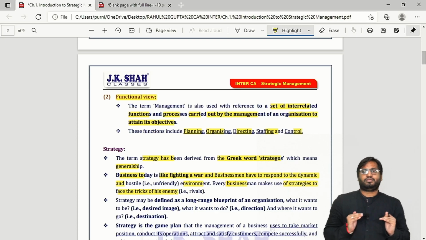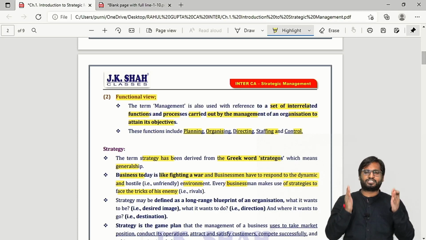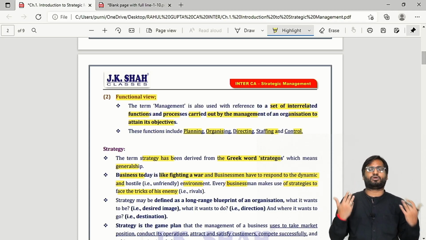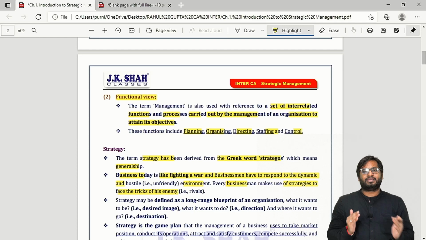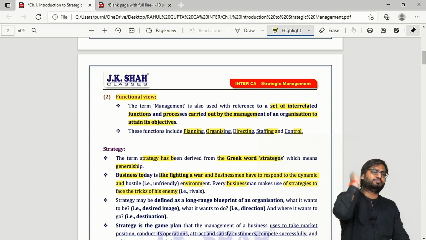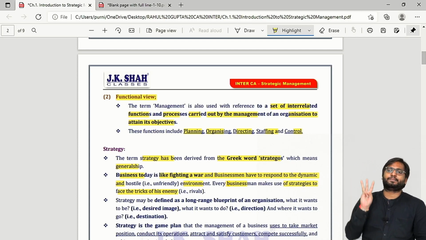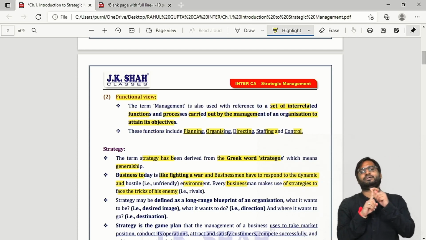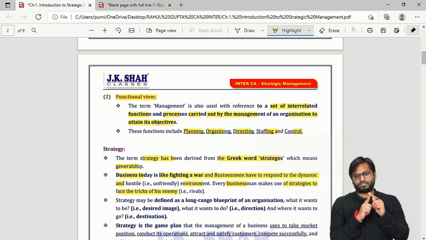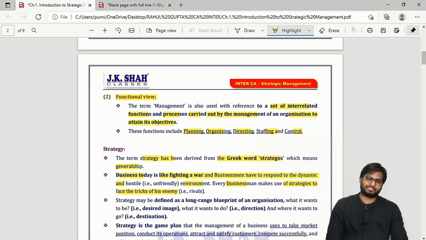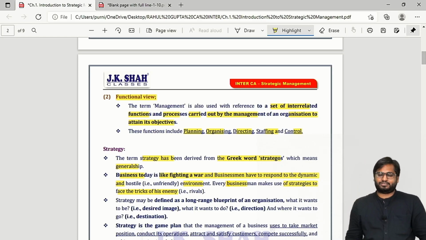Similarly, before we do anything else, we will first plan. How are we going to do this? In a conference room, all the top management officials will be sitting and discussing. They'll be preparing a blueprint. So what is strategy? Strategy is a long range blueprint, a long vision blueprint of an organization's desired image, direction, destination. Right? Okay. Next definition.